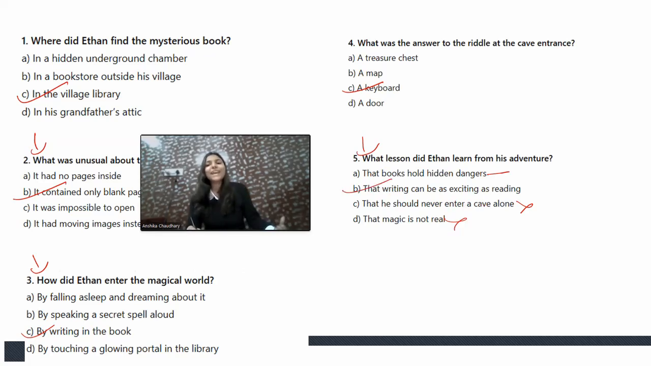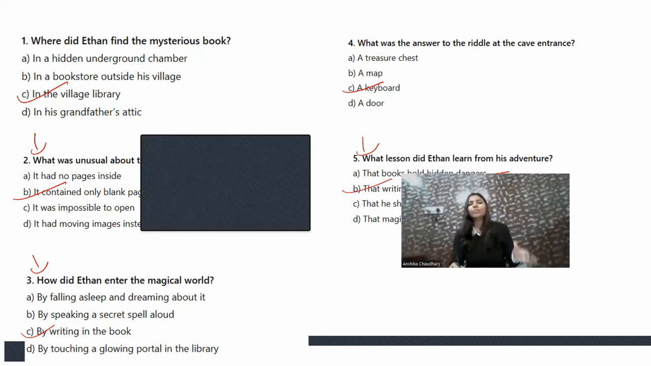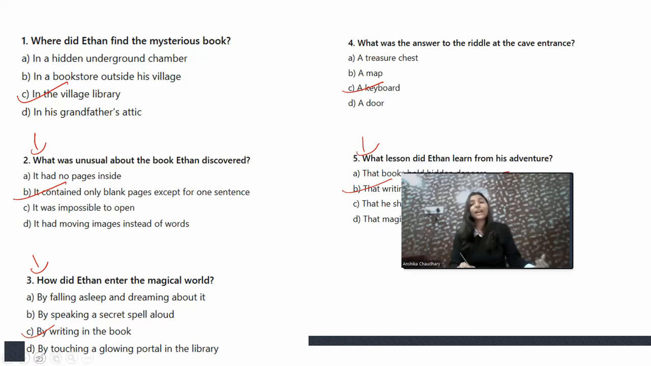That writing can be as exciting as reading, because first he wrote the sentence, then he found himself in a mysterious world, and he enjoyed a lot there. Whatever. Okay, so with that note, we have solved three reading comprehensions with the shortcut tricks.